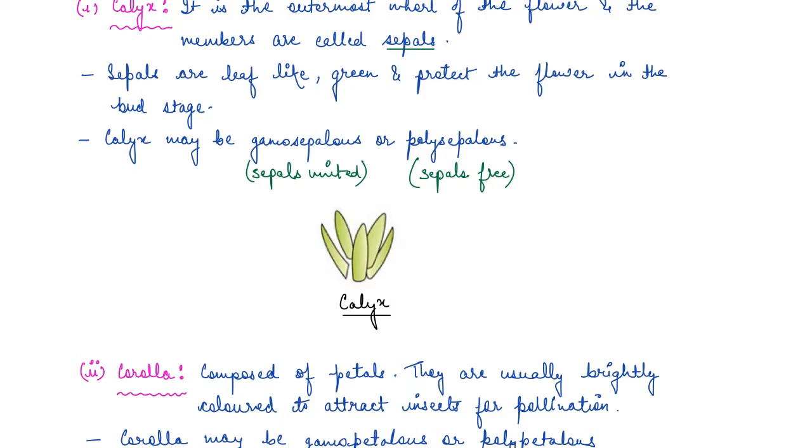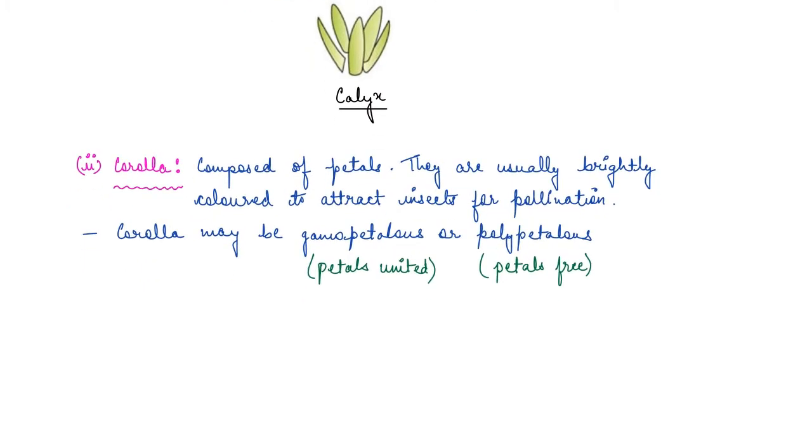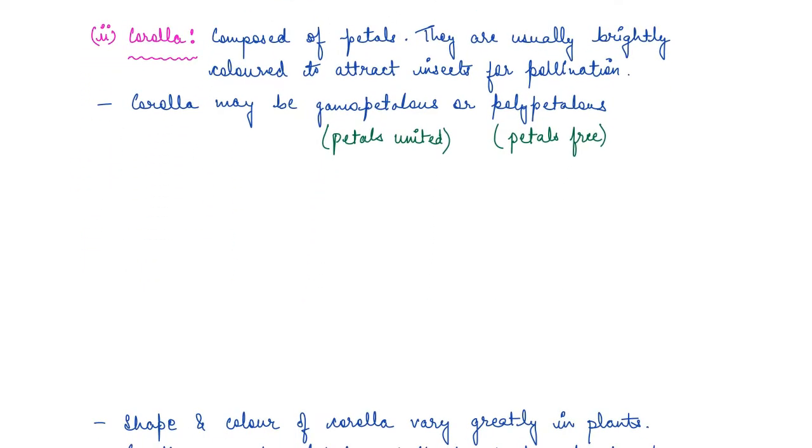Now the next whorl is corolla. Corolla is basically composed of petals. They are usually bright colored. All the colors in the flower that you see are nothing but corolla. And why is it bright in color? It is because it wants to attract insects for pollination, right? So it is brightly colored to attract insects for pollination.